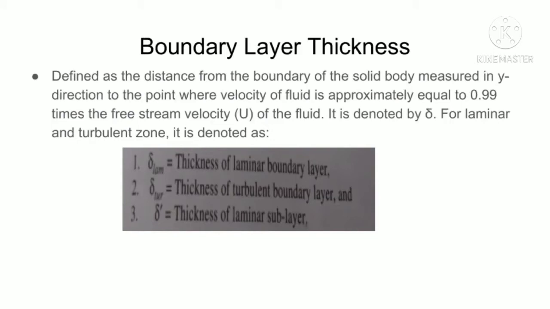Now let's move on to the topic boundary layer thickness. It is defined as the distance from the boundary of the solid body measured in the y direction to the point where the velocity of the fluid is approximately equal to 0.99 times the free stream velocity u of the fluid. It is denoted by the symbol delta. For laminar and turbulent zones, delta lam is the thickness of laminar boundary layer, delta t is the thickness of turbulent boundary layer, and delta dash is the thickness of laminar sublayer.